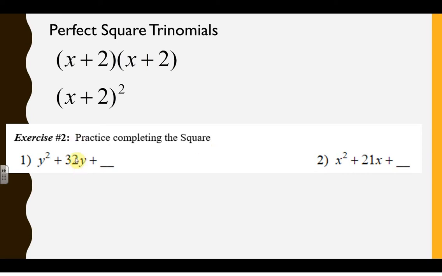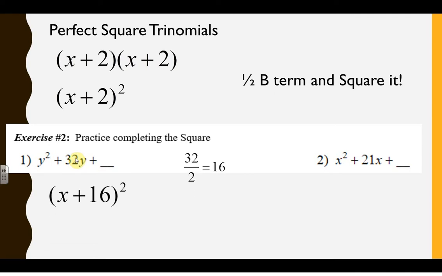32 divided by 2. Take half of the b term and square it, which is 256. Then writing it as a perfect square trinomial is x plus 16, x plus 16, so x plus 16 quantity squared. That's the point you want to get to. When you take half of b, that's the term that goes in your binomial.